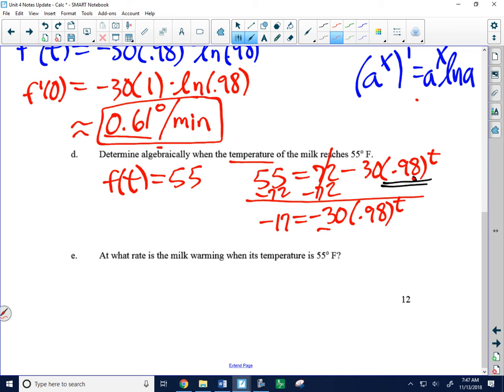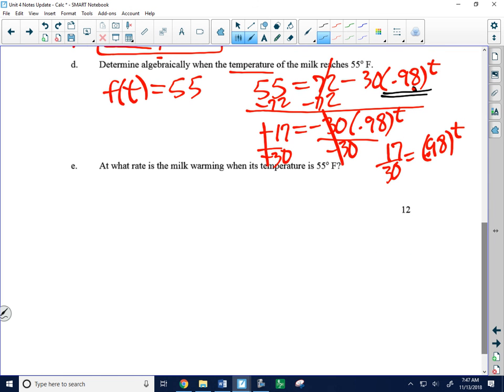Then I can divide by negative 30. Negatives cancel. I'll write it over here: 17 over 30 equals 0.98 to the t. I'm just going to leave it as a fraction. If you want to do a decimal, you could at this point, but leave it as a fraction. I don't think we've done these this year, solving for an exponential t. What do you do now?